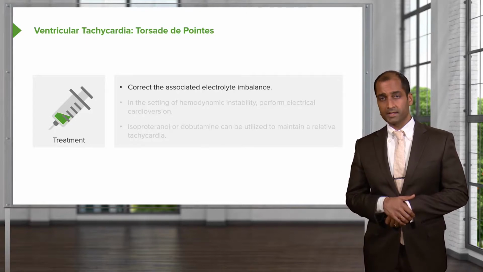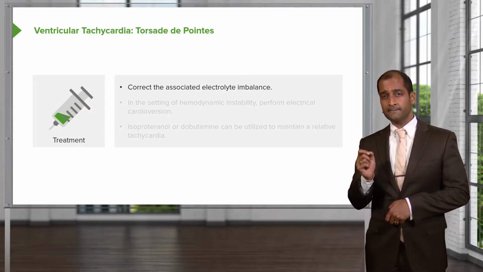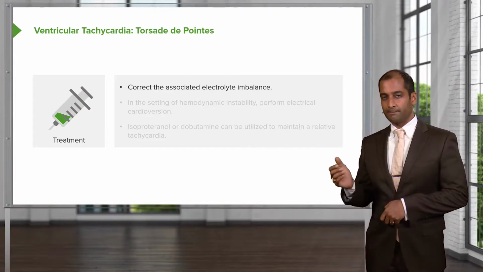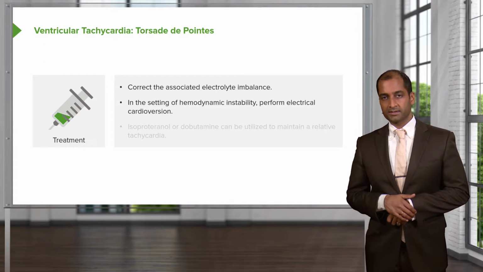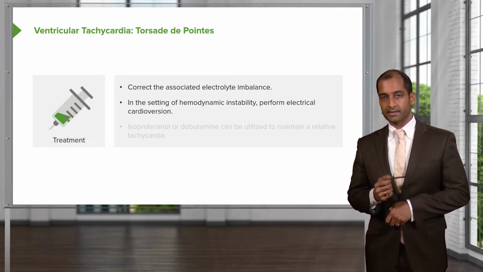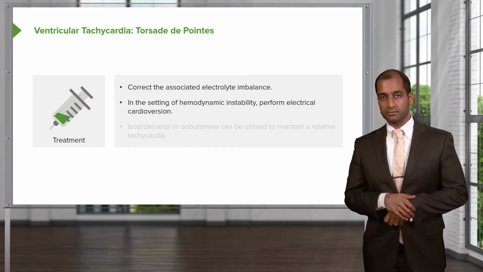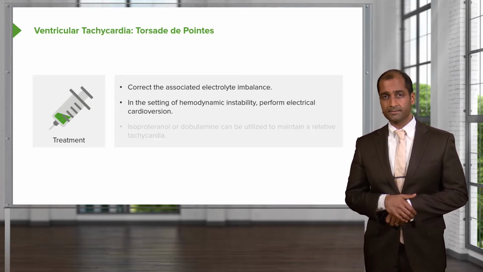Next, corrected with electrolyte imbalance. Which electrolyte are you focusing upon most importantly again? Magnesium. Good. Okay. So if you're hypomagnesemic, think of seizures. Next, setting up hemodynamic instability. What's your next step of management? Good. Electrical cardioversion. What's hemodynamic instability mean to you? Distress, dizziness, syncope, low blood pressure.